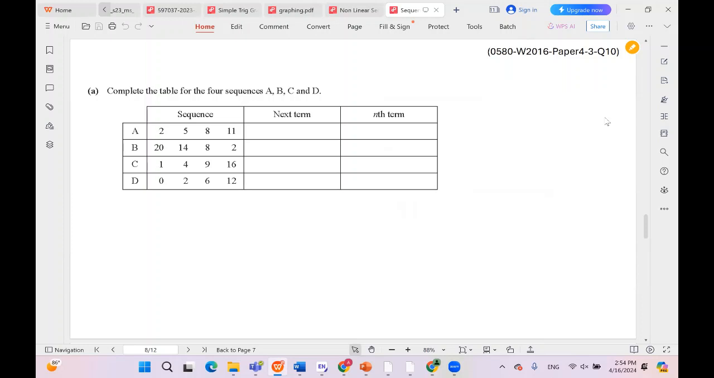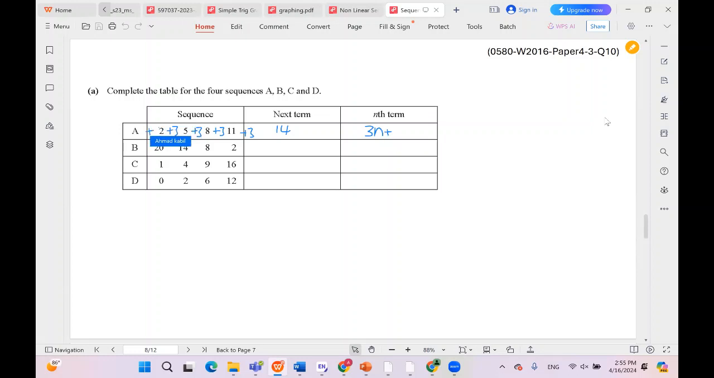Complete the table for the 4 sequences A, B, C, and D. Again, we have to test each sequence independently. So for A, we have plus 3, plus 3, plus 3. So the next term would be 14. We do plus 3 again. And this is obviously a linear sequence. So I told you before, linear sequences, you can just get the equation even mentally. It's going to be 3n plus b. What is b? To get b, you can just simply go back one step.